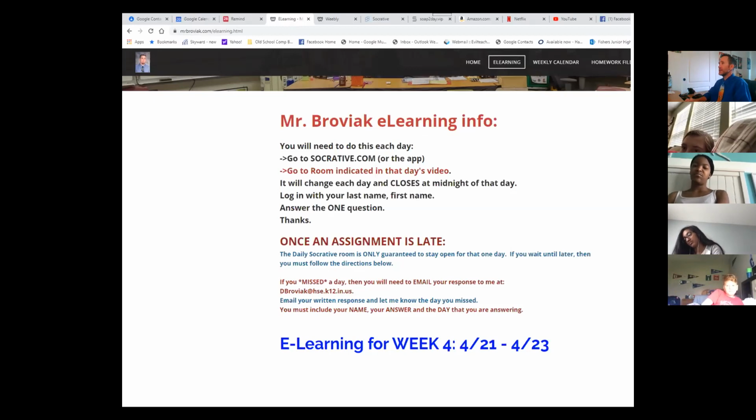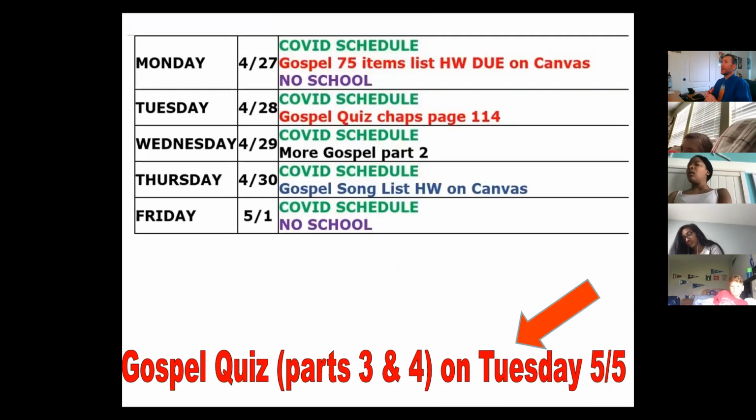And then to here, let's see. E-learning: once stuff becomes late, you can still turn it in, but you have to follow the directions online. And then the schedule coming up for this week. The 75 items list was due yesterday on Canvas. Today is the quiz, which covers the book up to page 114. Tomorrow, we're going to start talking about gospel. Thursday, we have a new thing. We're going to be doing a song list.